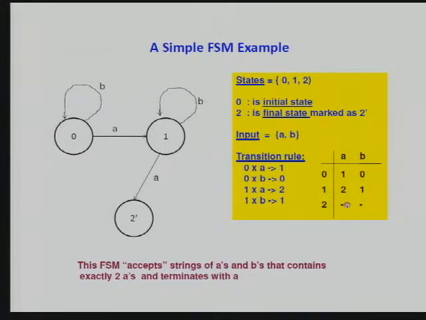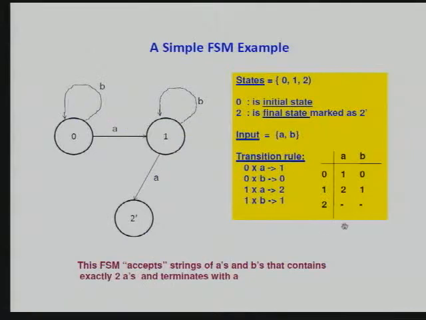And I can represent it by this matrix as well. Again, if I'm in 0, I get A, I go to 1. If I'm in 0 and I get B, I stay in 0. If I'm in 1 and I get A, go to 2, terminal state. If I get a B, stay in 1. And 2 is not defined right now. It's the terminal state. I'm going to leave it undefined.